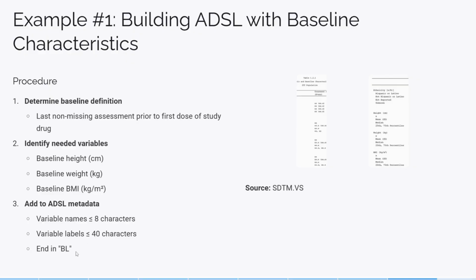So end in BL. Okay, so baseline flag. So these are the characters. So these are some ADSL metadata rules.